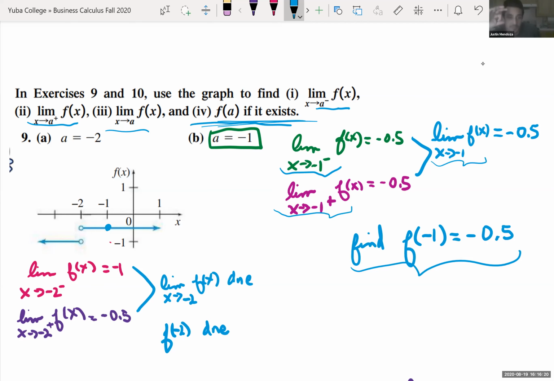Okay. And then what's the difference between an open circle and a closed circle? So an open circle means that you're getting really, really close to that point, but it actually doesn't exist at that point. And a closed circle means it does exist, like for x equals -2. Exactly. Okay. Any other questions on those? Good questions.